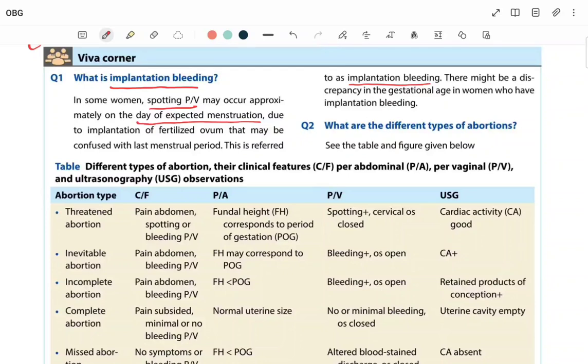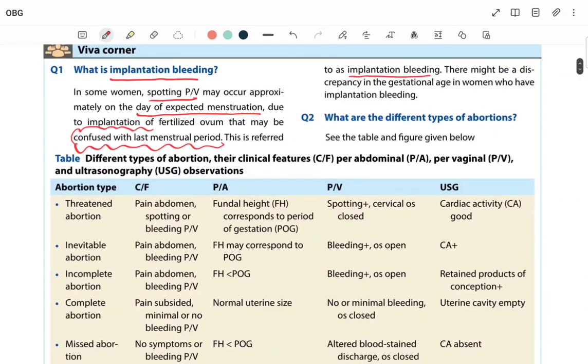Usually implantation bleeding lasts for very few hours to 1 or 2 days maximum, whereas periods last for around 3 to 5 days, right? And the flow is going to be heavy, whereas it's just spotting PV in case of implantation bleeding. So what is the problem with implantation bleeding? If the woman is getting confused with the period, then the LMP dates will be changed.